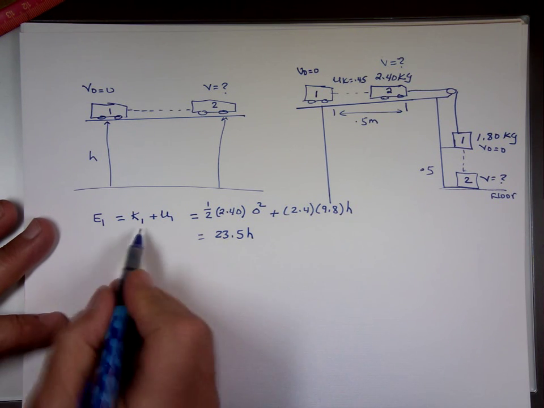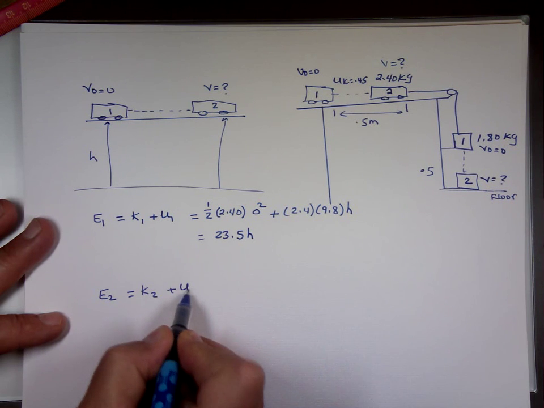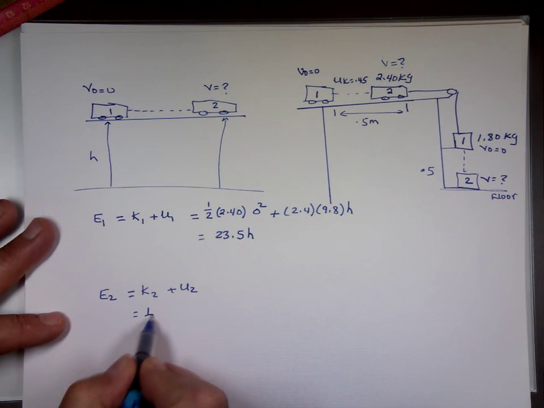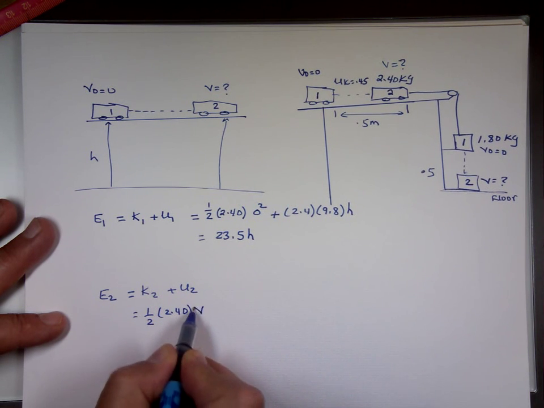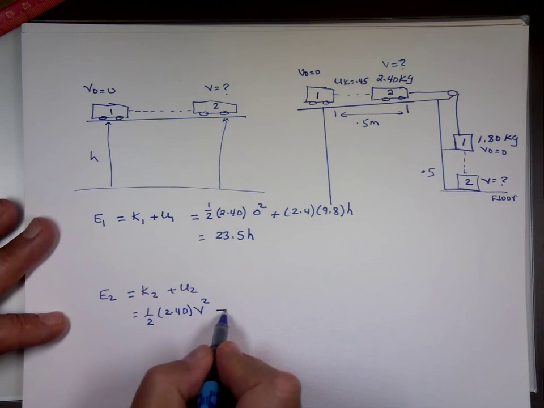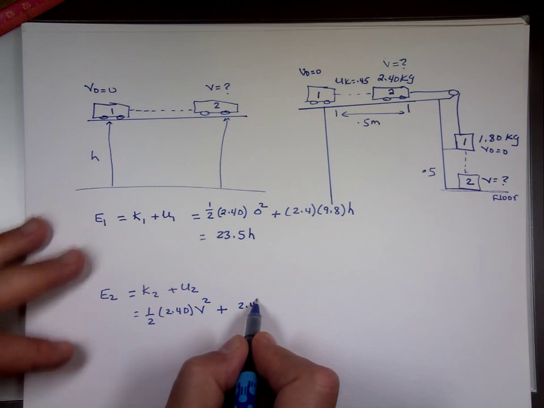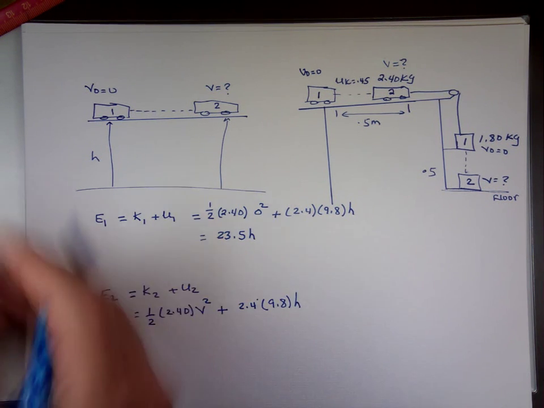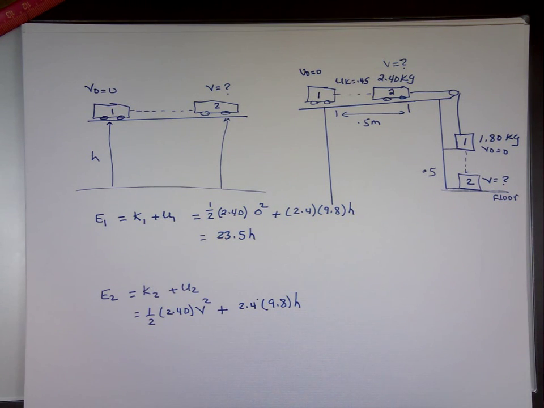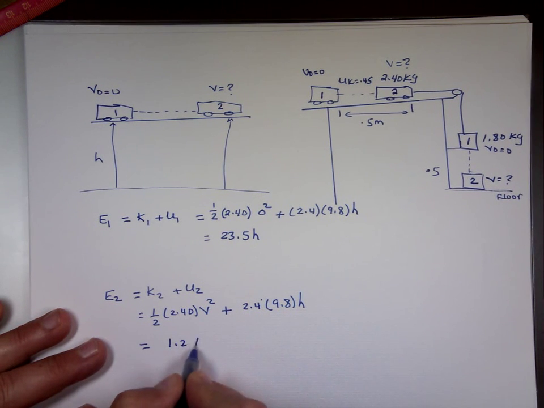plus potential energy. It's 1/2 the mass, which is 2.4. We don't know the speed there; we're looking for it. And what's the potential energy? 2.4 times 9.8 times the height. It's still on that same table. It's 1.2 v squared plus 23.5 h.